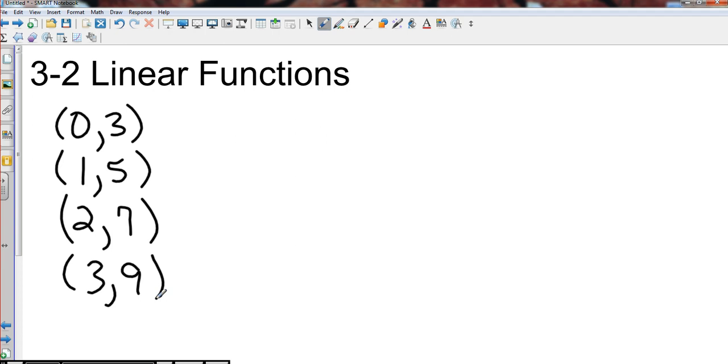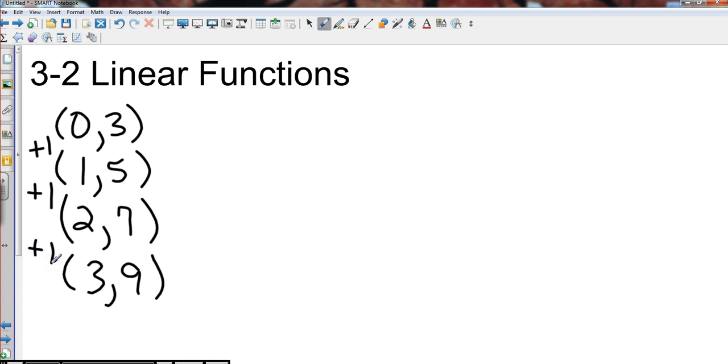So let's start with the x's. From 0 to 1, how do I get from 0 to 1? I add 1, right? So I just add 1. Let's see if it's consistent to the next one. From 1 to 2, what do I do? I add 1. From 2 to 3, what do I do? I add 1. So far, everything is consistent.